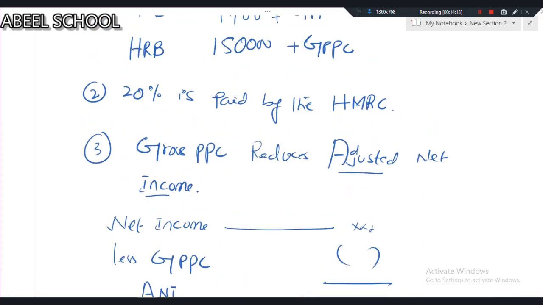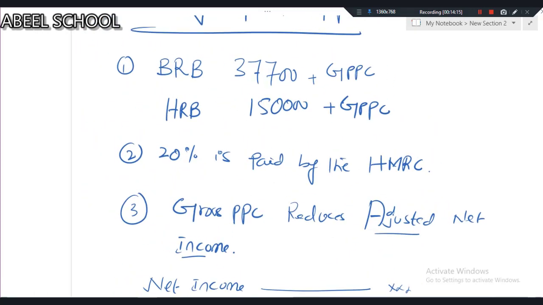Okay. So a little bit of revision also you can say. Let us revise again. Actually, when we talk about pension, we have two types of pension in our course. One is occupational pension plan and another is personal pension plan. Both are registered pension schemes.